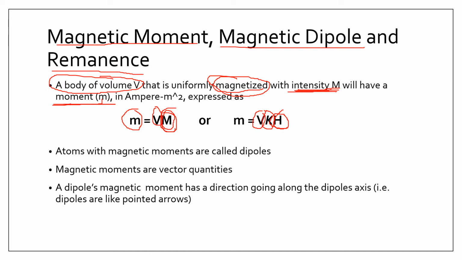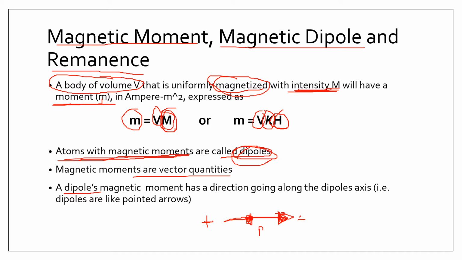Now let's move on. We also have another concept called dipoles, which are basically atoms with magnetic moments. All atoms basically have magnetic moments, although they have different values of magnetic moments. Note that magnetic moments are vector quantities. A dipole has a magnetic moment. Basically a dipole looks like this: you have your atom here, and it will have a positive and a negative polarity, it has a moment m, small m, and it will have a direction.